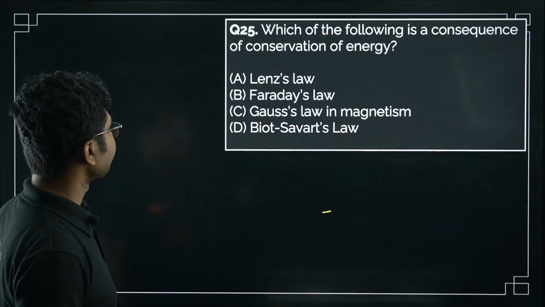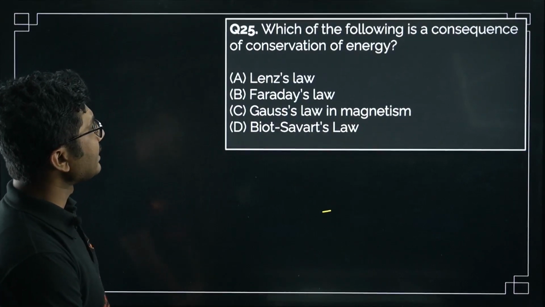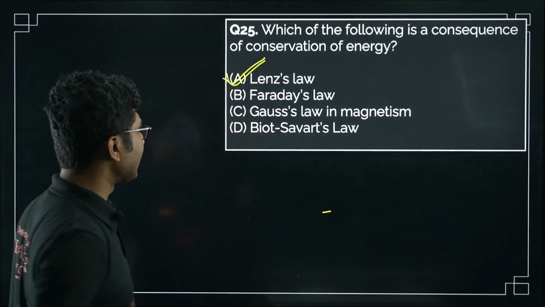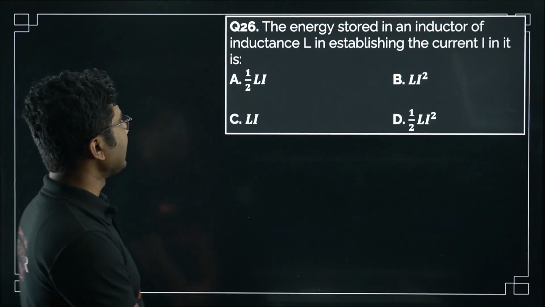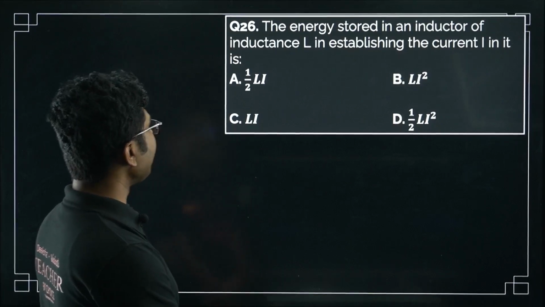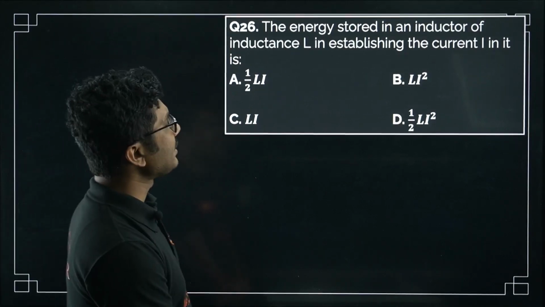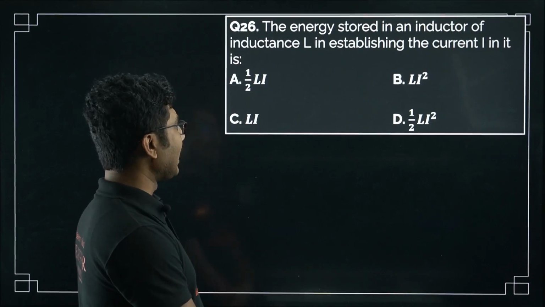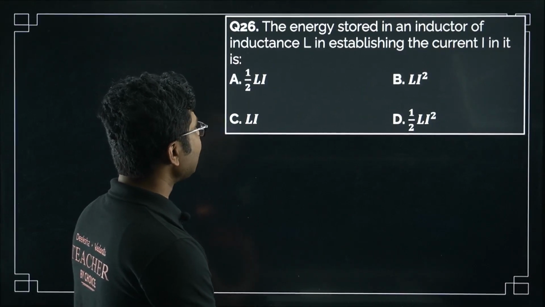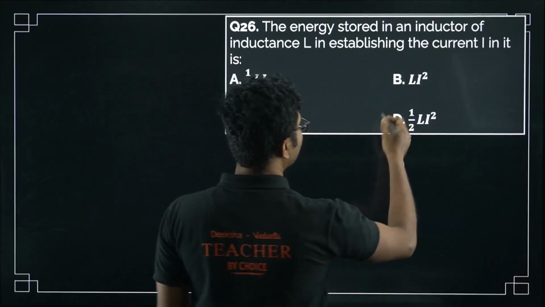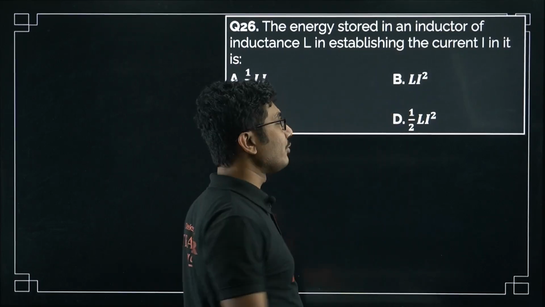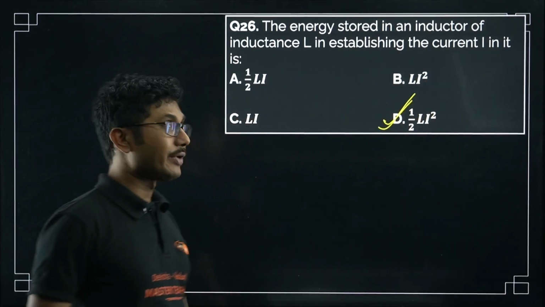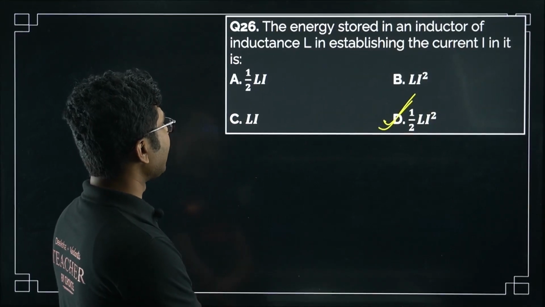Next question. Which of the following is a consequence of conservation of energy? Lenz law is a consequence of conservation of energy. Next question. The energy stored in an inductor of inductance L in establishing the current I in it is: half Li, Li square, Li, half Li square. So the energy stored, or the work done to establish a current, is half Li square. So the correct answer is half Li square.